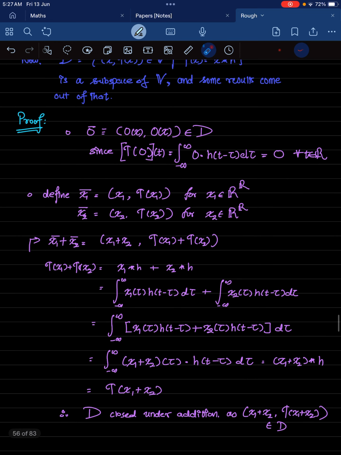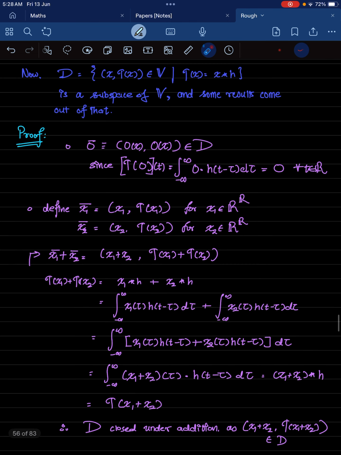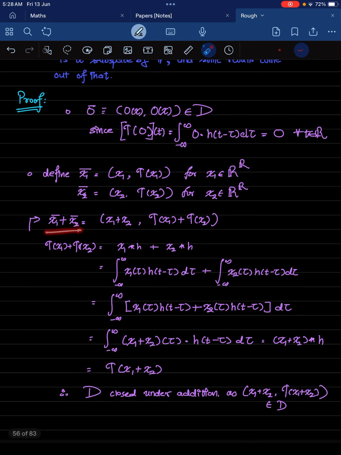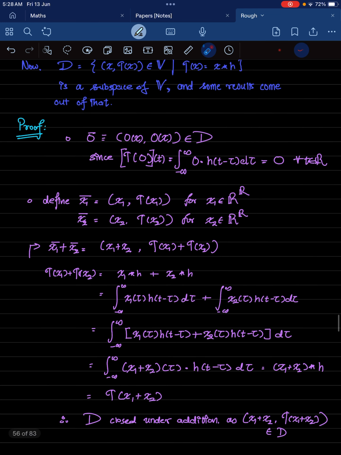Okay, now define x1 bar and x2 bar, which take the form (x1, T of x1) and (x2, T of x2). So these are valid elements from the set D. Alright, now look at x1 plus x2. Does it belong to your set D as well? Now x1 plus x2, I have defined it as component-wise addition, but is this thing of the form (x, T of x), where x and T of x are both real functions? Is it of that form?